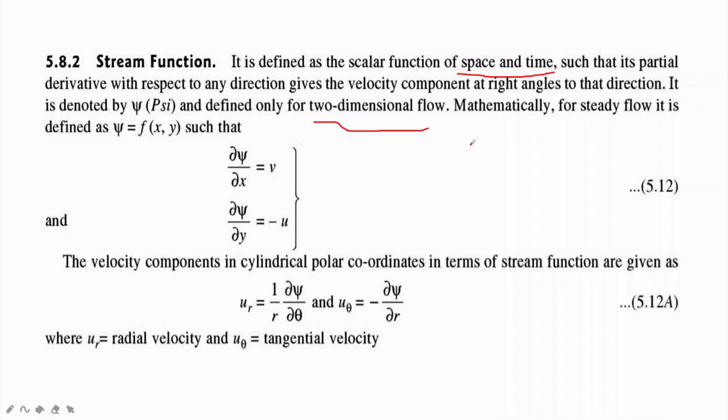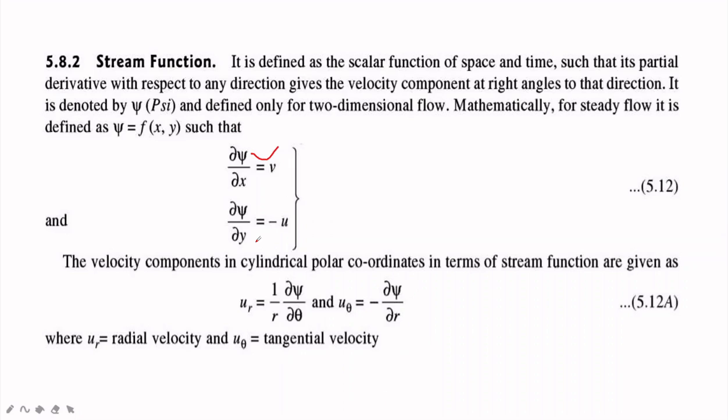But here, if your stream function psi is differentiated with respect to x, you will not get the value of u, but you will get the value of v. This is the major difference. So dou psi by dou y gives u. So u and v are mutually perpendicular and it's only for two-dimensional flow. That is the major difference you have to note down. Dou psi by dou x gives the value of v, and dou psi by dou y gives the value of u.